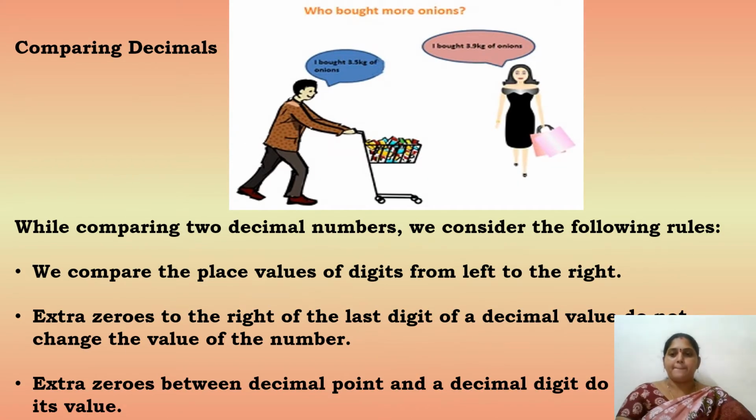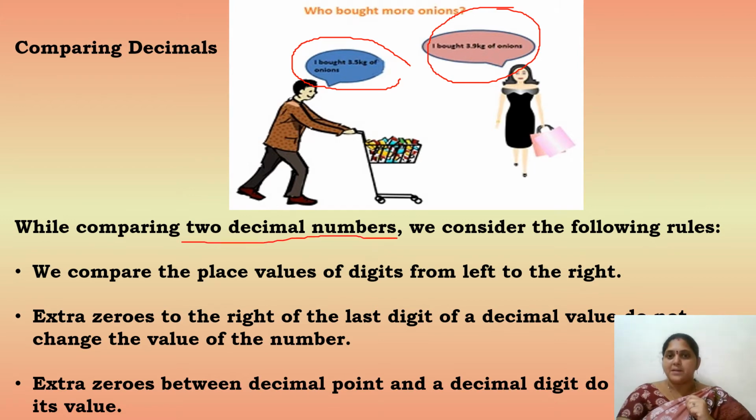Now we will compare the decimals. How are we going to compare the decimals? For example, if you observe the picture here, a man went to the supermarket and he bought 3.5 kgs of onions. A lady went to the same supermarket and she bought 3.9 kgs of onions. Now, how to compare this? While comparing two decimal numbers, we consider the following rules.